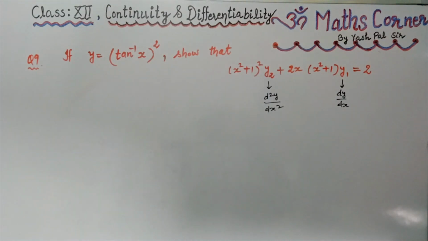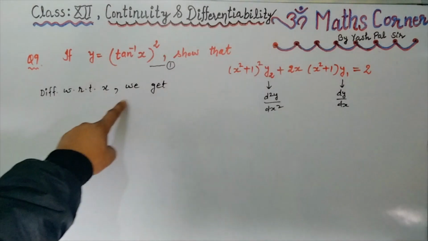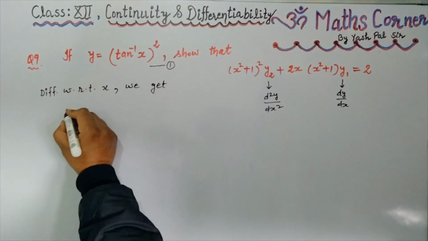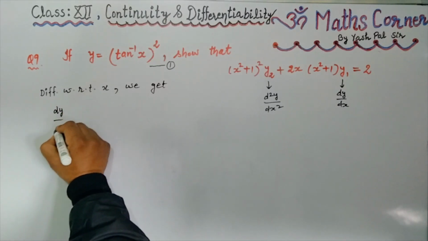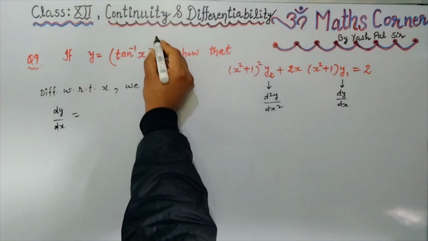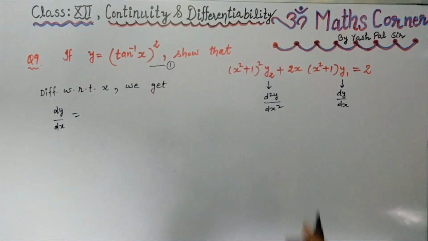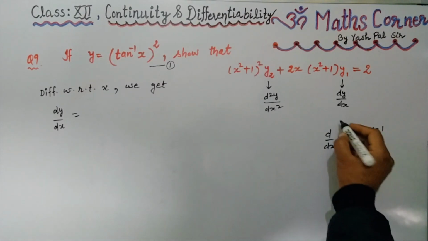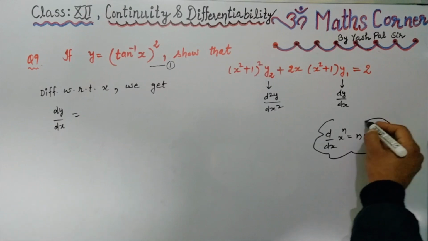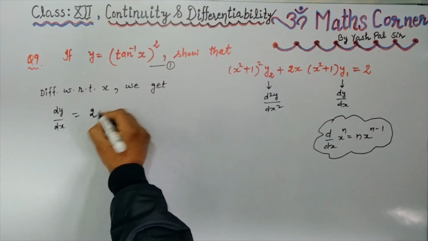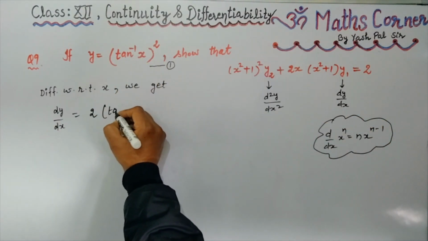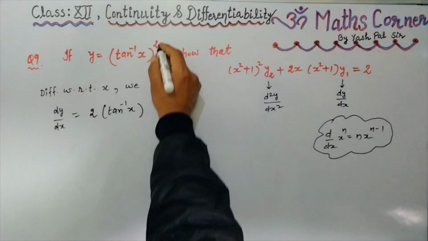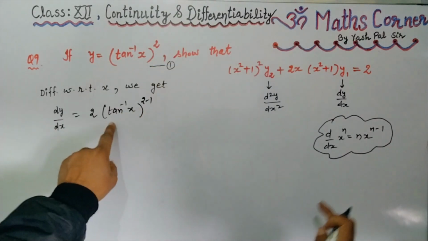We differentiate this with respect to x. Suppose this is equation number 1. We differentiate with respect to x, so we have dy dx is equal to, by the power rule, x raised to power n derivative is equal to n into x power n minus 1. This rule we apply here. This becomes 2 tan inverse of x whole raised to power 2 minus 1.